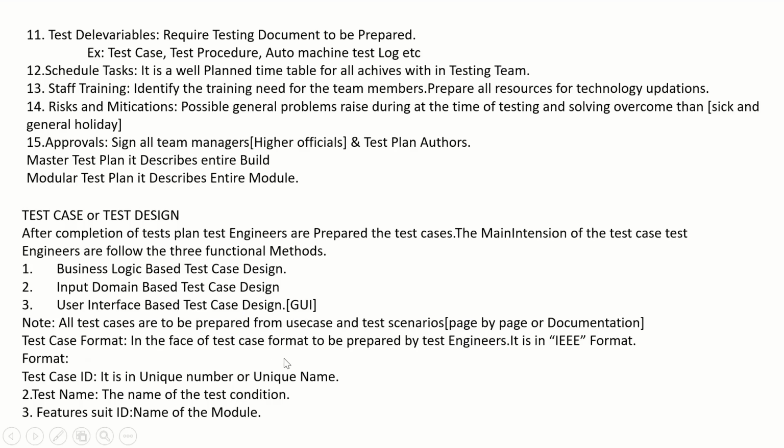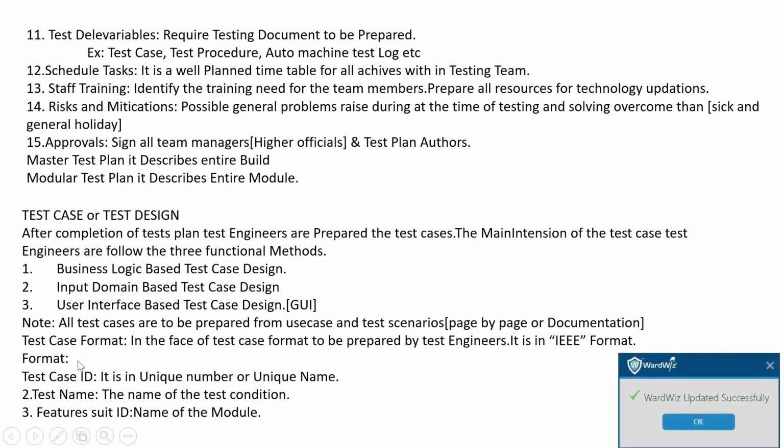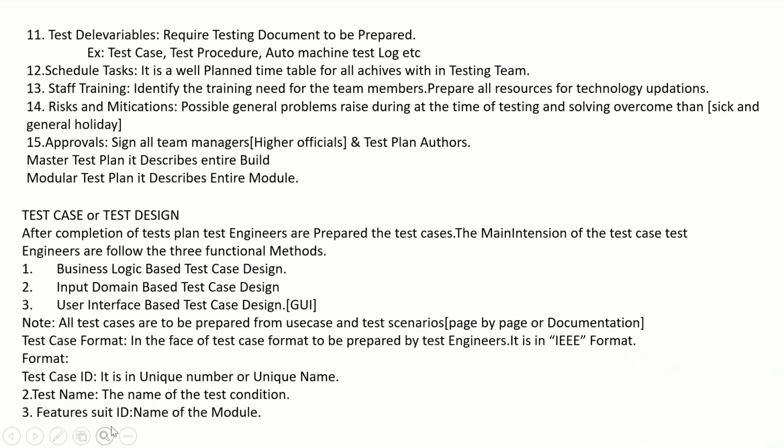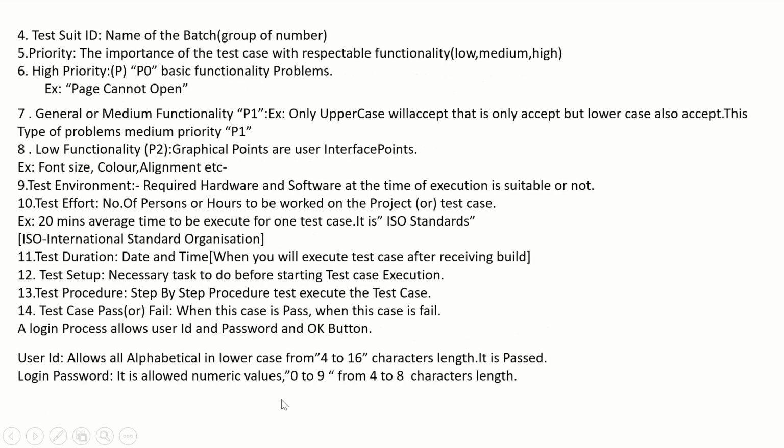Test case format. The test case format to be prepared by the test engineers is in IEEE format, because we have to follow a standard like IEEE. The format is like: test case ID, which is a unique number or unique name; test name, that is the name of the test condition; feature suite ID, the name of the module. Moving to the next slide, test suite ID, the name of the batch, that is the group number; and priority, the importance of the test case with respect to functionality, that is low, medium, high.